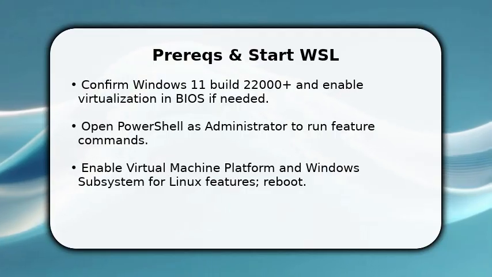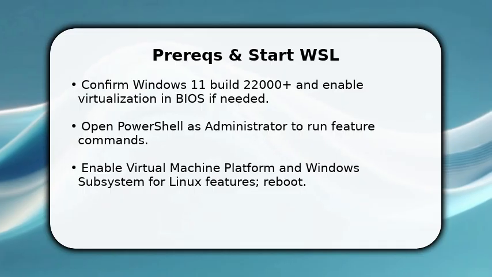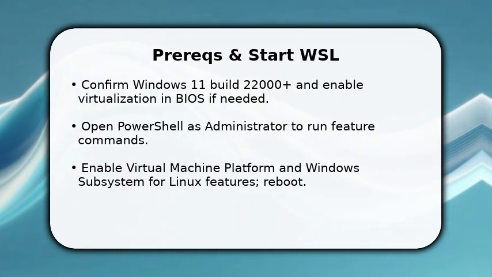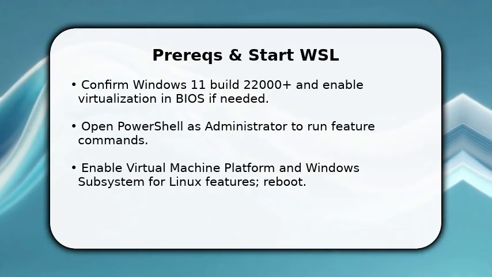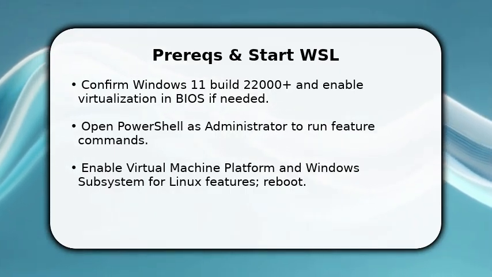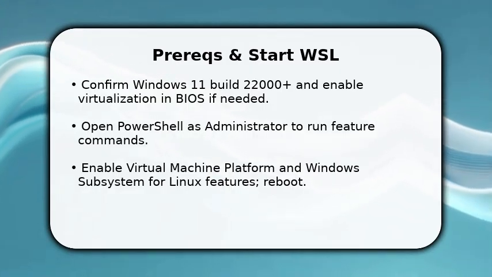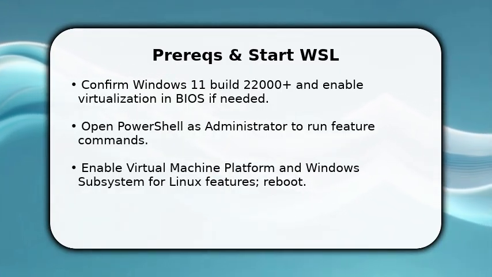You'll begin by confirming Windows 11 meets the requirement and turning on virtualization in firmware if it's off. Once done, open PowerShell as administrator. This is where you'll execute the enabling commands. Run the commands to enable the virtual machine platform and the Windows Subsystem for Linux features, then reboot the machine.